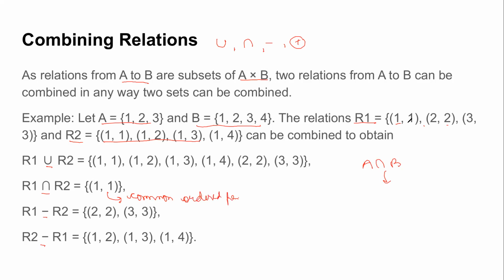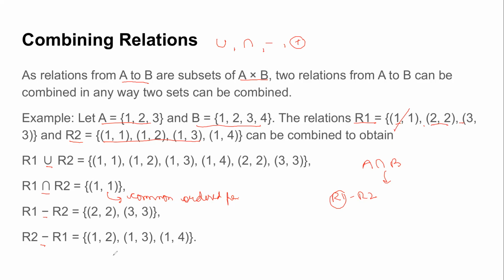So if you can see in R1 and R2, (1,1) is the only common ordered pair, so that is the intersection. Similarly, if I compute R1 minus R2, what is the definition of A minus B? Yes, class, what should this contain if I write R1 minus R2? Remember, it always focuses on the first set, R1, and it consists of those elements which are in R1 but not in R2. So the intersection part you remove.